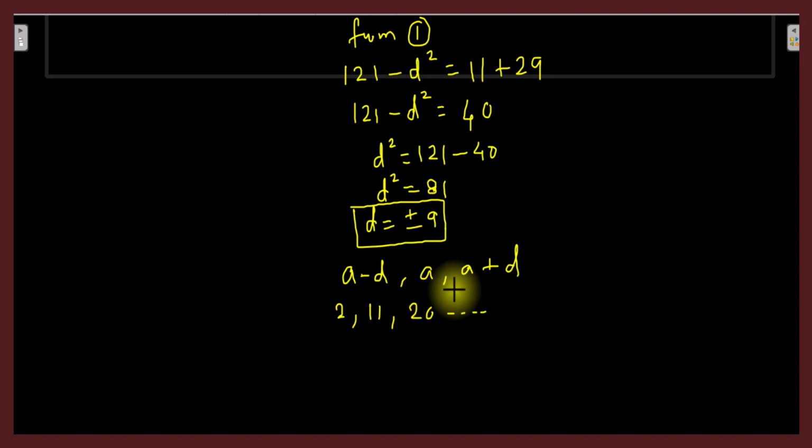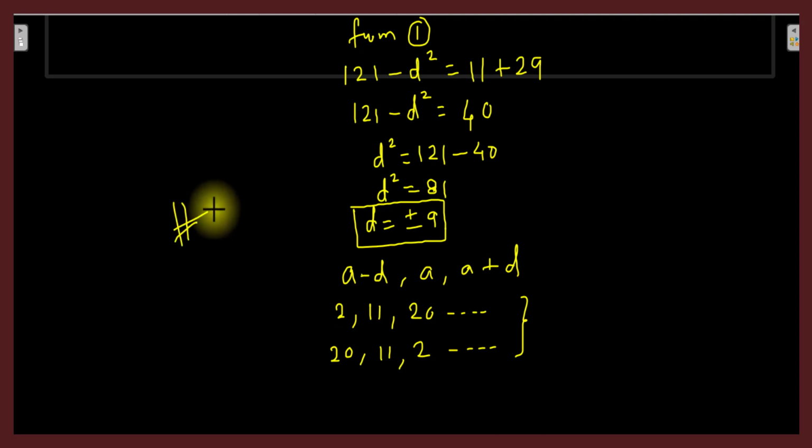And the second AP, by taking D as minus 9, the first term will be what? It will be 20, because A minus D, that we are taking D as minus 9, so minus and minus will be plus, so 11 plus 9 will be 20, and then the second term is A, that is 11, and the third term will be 2, like this. So this will be 2 APs which we are getting, and so this is a very important question, so put the hashtag mark. Such questions are generally asked in the examination.